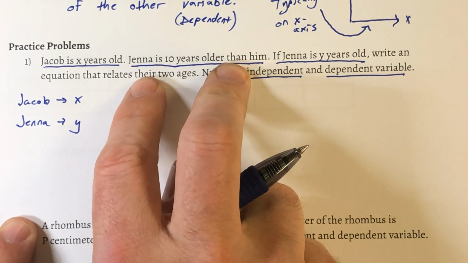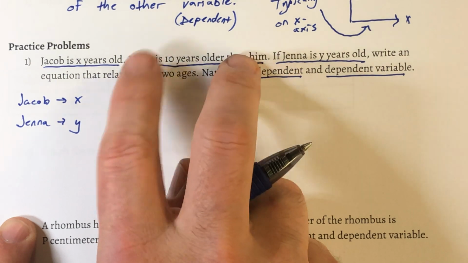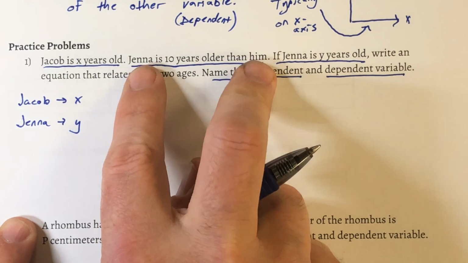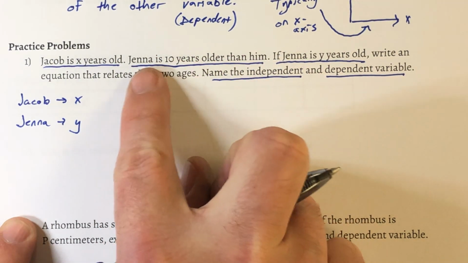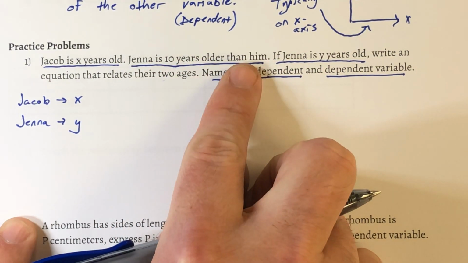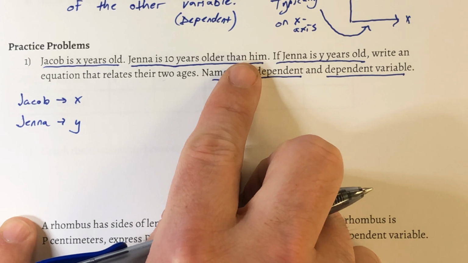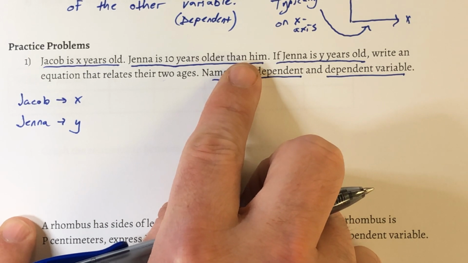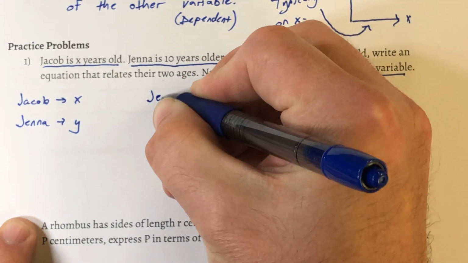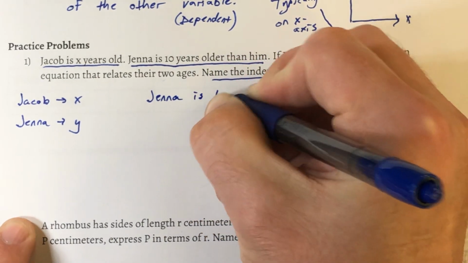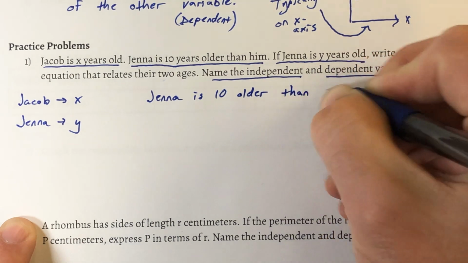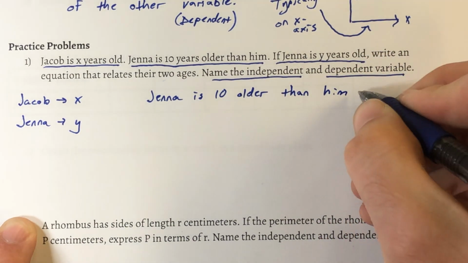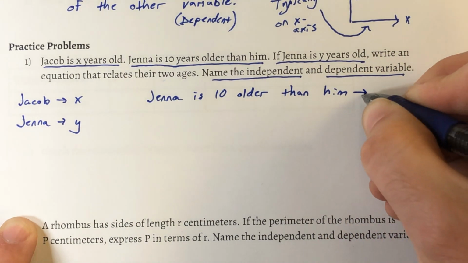The main way, though, is to look for the sentence that relates both of them. So I have Jenna and him. It's talking about Jacob. So this sentence right here relates both of them. So I'm going to use that as my sentence starter to translate into my equation. So I'm just going to summarize and say Jenna is 10 older than him. And again, him is referring to Jacob.